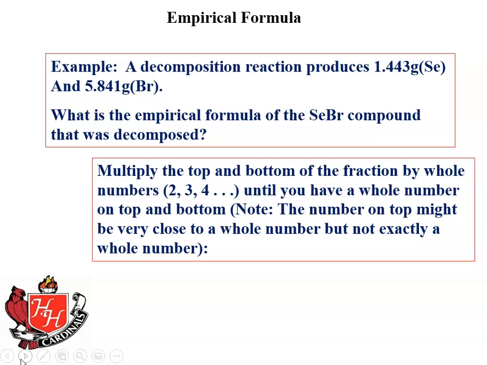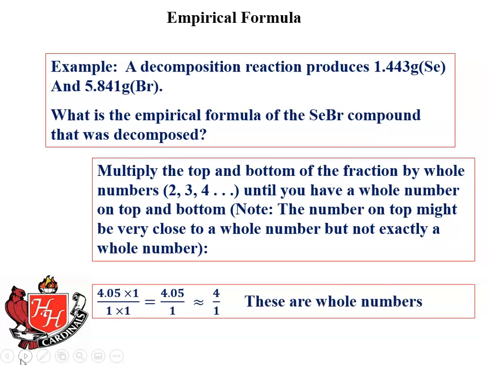So the next thing you do is you multiply the top and bottom of the fraction by whole numbers until you have a whole number on the top and the bottom. And note that the number on the top might be very close to a whole number, but not exactly a whole number. That's what we just saw in this example. So we're going to say that 4.05 is approximately 4, and those are whole numbers. So you just multiplied them by 1. You didn't need to do that in this exercise. You'll see an example of that multiplication in a later example. So you have a 4 to 1 ratio.